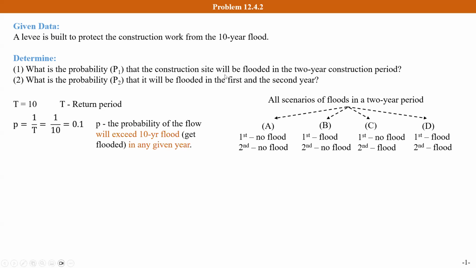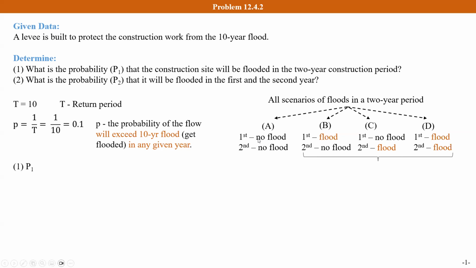Now let's solve the first probability. The construction site will be flooded in the 2-year construction period. Because we know that we can find the flood in scenarios B, C, and D, to solve the first probability, we need to add the probabilities of scenarios B, C, and D together. There is another way to do that. We can calculate the probability of scenario A and then use 1 minus the probability of scenario A.